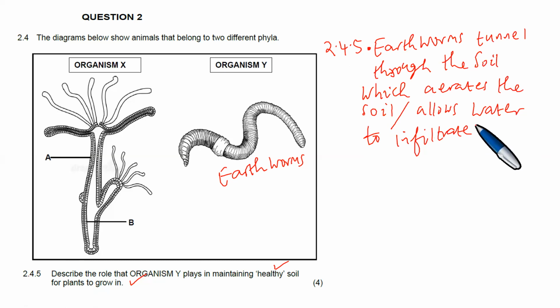Because these earthworms create tunnels into the soil, water is able to infiltrate the soil, and therefore the plants can have water, because the water can reach the roots of the plants by infiltrating the soil. Next point. What can you say about this organism, which is a special type of earthworm?